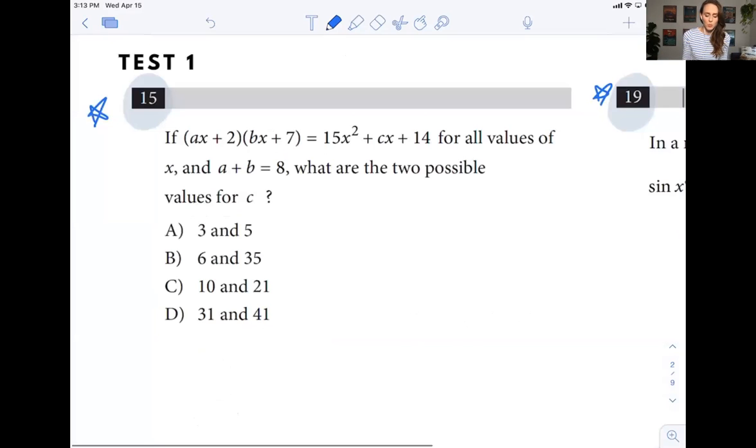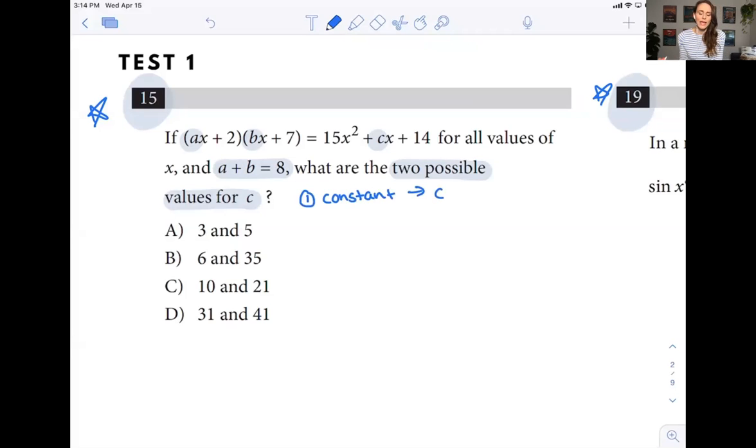So for test one, number 15, I see a couple of clues before I dive in. My first clue that just jumps out at me is I see some constant values. So I see an A and a B here, and then I see a C over here. And then they give me A plus B equals 8, and they want to know the two possible values for C. So whenever I see the first clue that they are having me solve for a constant, like C, and my second clue is there's an equal sign right here. So clue 2 is the equal sign.